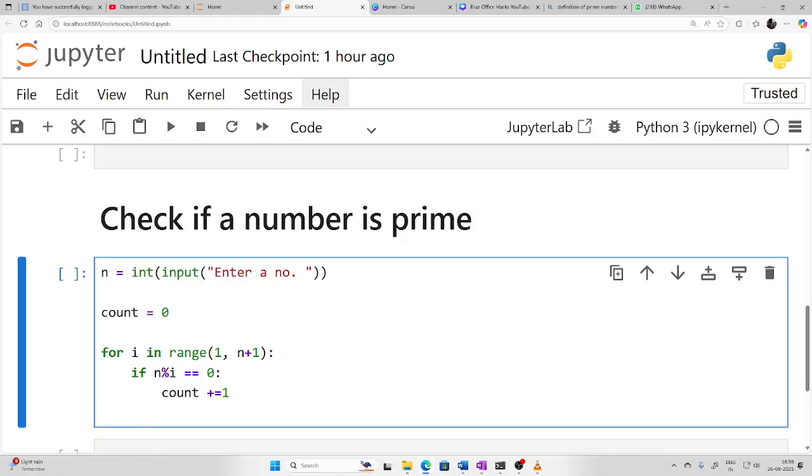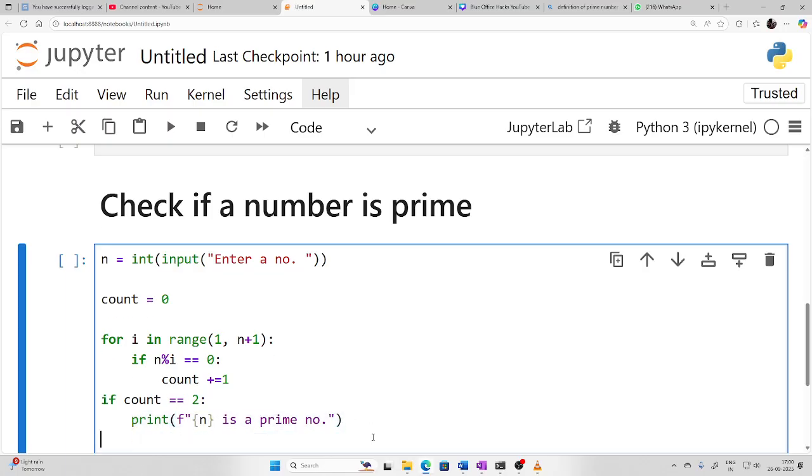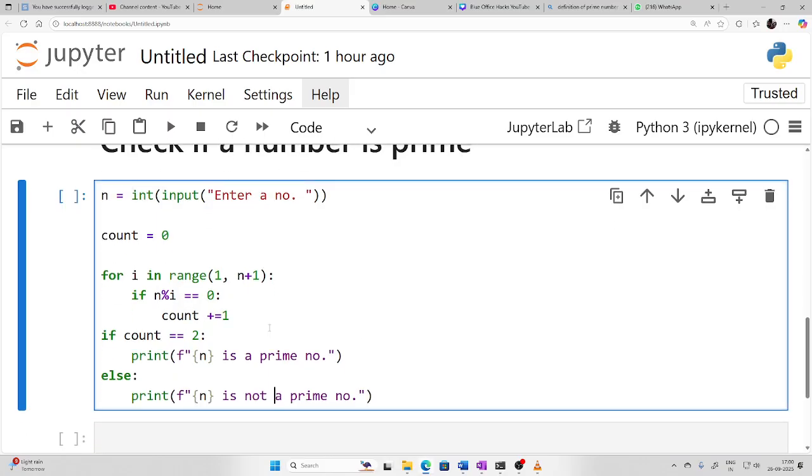So if count is exactly equal to 2, then simply print that this is a prime number, and then copy this also, else print is not a prime number. That's it.